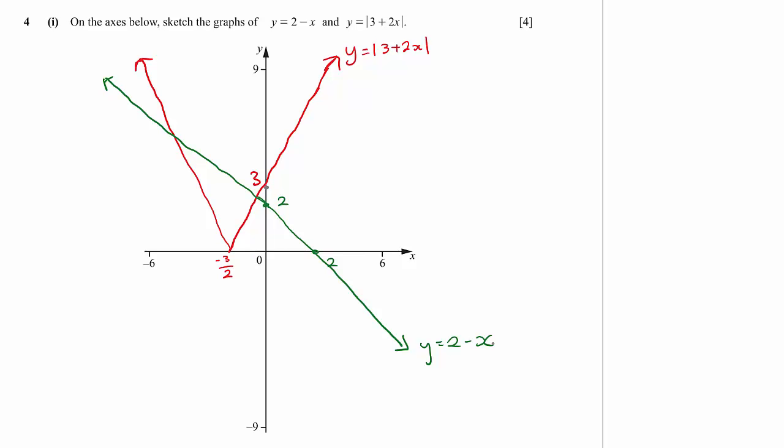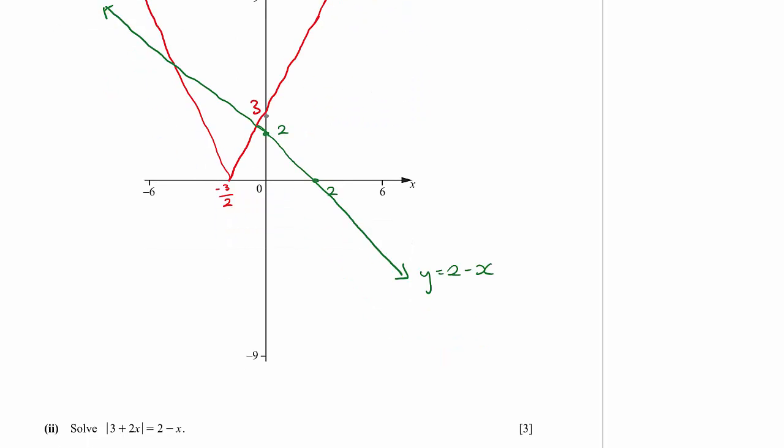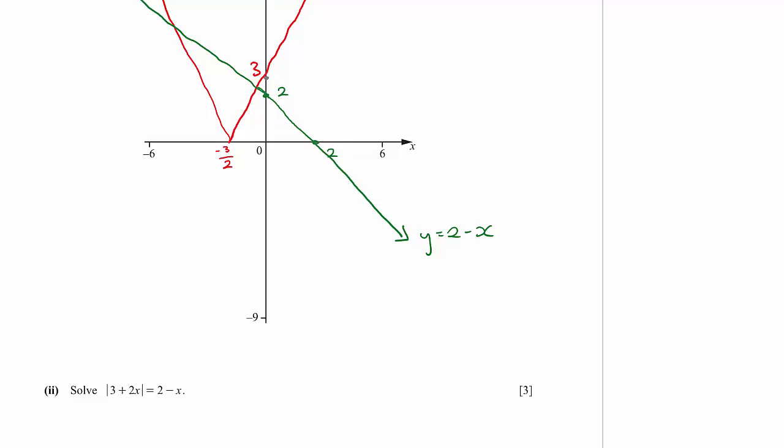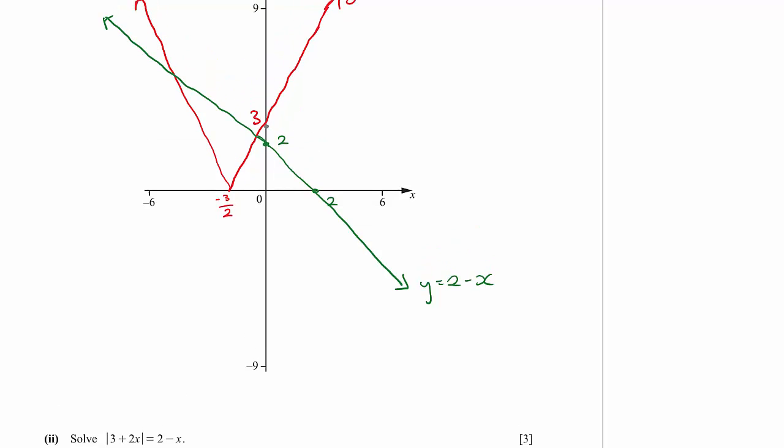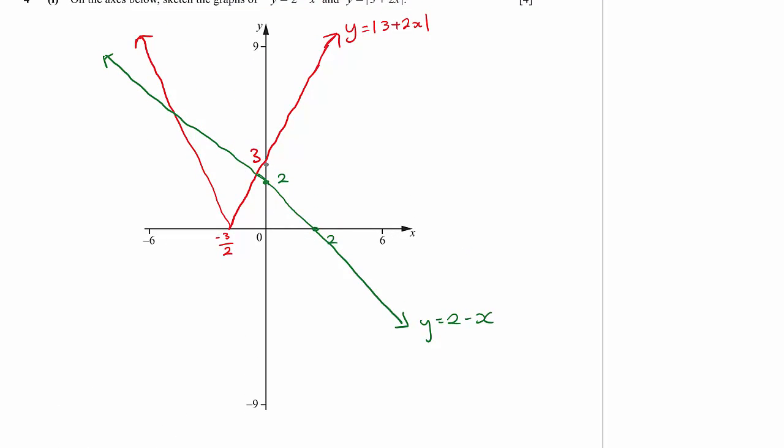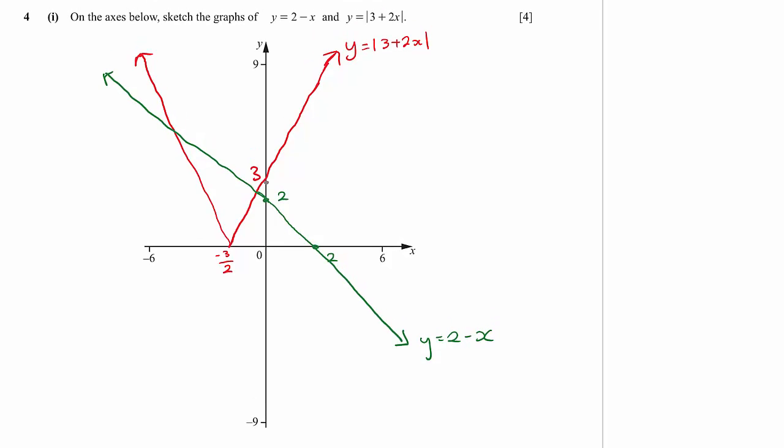Okay, so once we've done that, we want to solve the modulus of 3 plus 2x is 2 minus x. Now there's various ways of doing this. We could square both sides. It doesn't say to us to use anything that we've done so far. But since I've got the graph, I'm going to use the information from the graph, and that will be different to ones I've done in other papers. So just to give you an alternative.